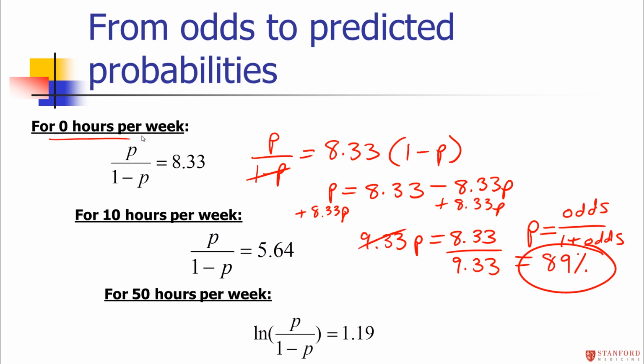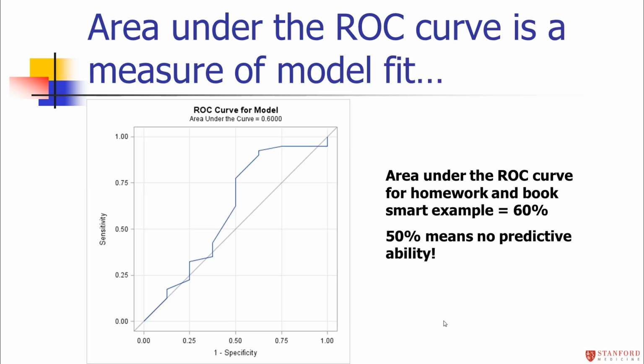When you do this for 10 hours per week, you get 85% as the predicted probability of being book smart. For somebody who does 50 hours per week, they're only a 54% chance. Their predicted probability of being book smart is only 54%. Again, none of this is statistically significant, but just in terms of the effect sizes, these would be the predicted probabilities. So out of a logistic regression model, you can predict for a particular person their probability, given their characteristics, of having a particular outcome.